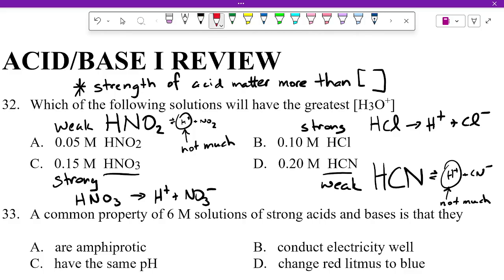Now they're both strong, so we can look at the concentration and compare. This one is 0.15 molar, so the hydrogen ion concentration is going to be 0.15 molar. The HCl is 0.1 molar, therefore the H+ is going to be 0.1 molar, and therefore that's going to have the highest concentration of H+. So eliminate the 2 weak acids right off the bat, and then for the 2 strong acids, it depends on their concentration.